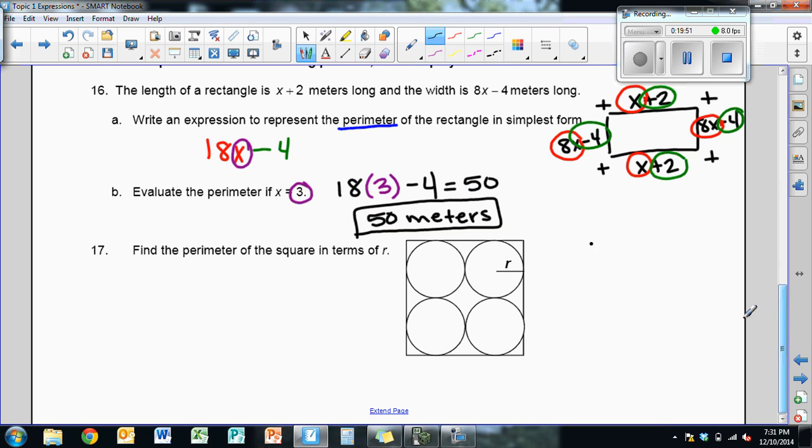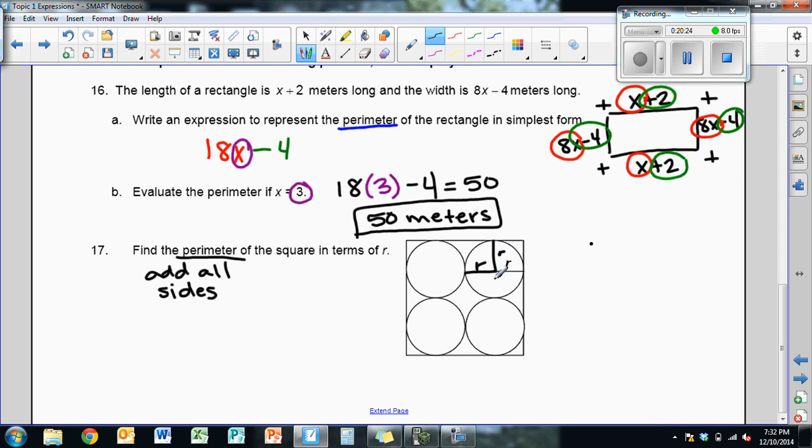And then finally, last but not least, find the perimeter of this square in terms of r. Again, perimeter just means to add all the sides. So that tells me I need to find all of the lengths of these sides here, but they're not labeled. But I notice I have circles inside the square. And I know the radius of the circle. I also know that the radius in a circle is the same everywhere. So this radius is also r.